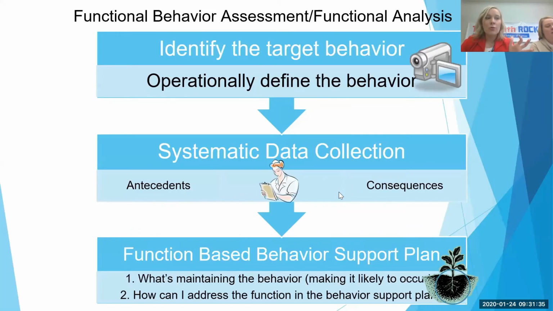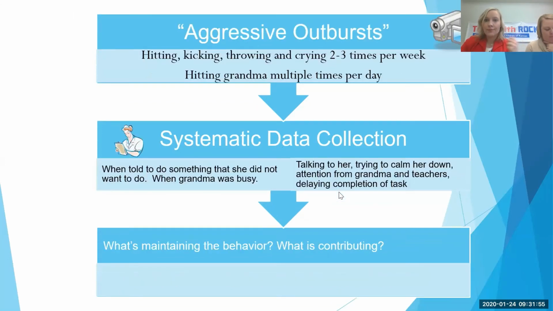Okay, but when we're doing this, we're going to identify the target behavior. We talked about that already this morning. We're going to operationally define it, make it really clear, not just, oh, they do this and this and this, but what does this exact behavior look like, so we can count it and take data on it. Then we look at the antecedents and the consequences, and figure out what's maintaining it and how I can address the function.